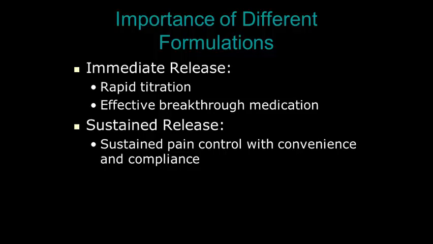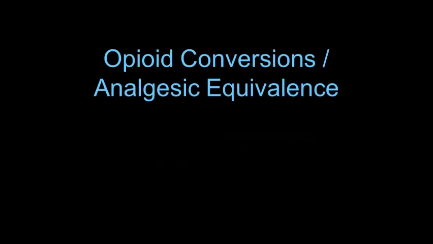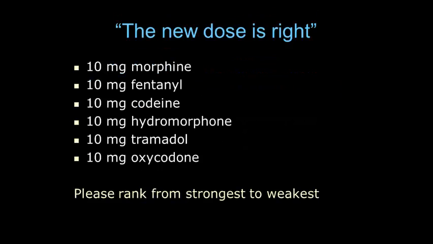So the importance of the different formulations: immediate release is for rapid titration and effective breakthrough medication. Sustained release is for sustained pain control with convenience and compliance. So, opioid conversions and analgesic equivalents.